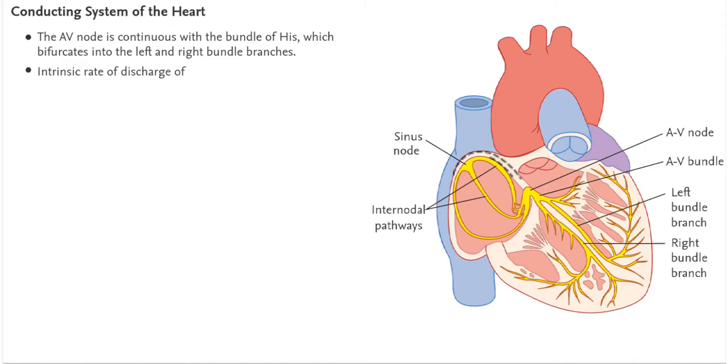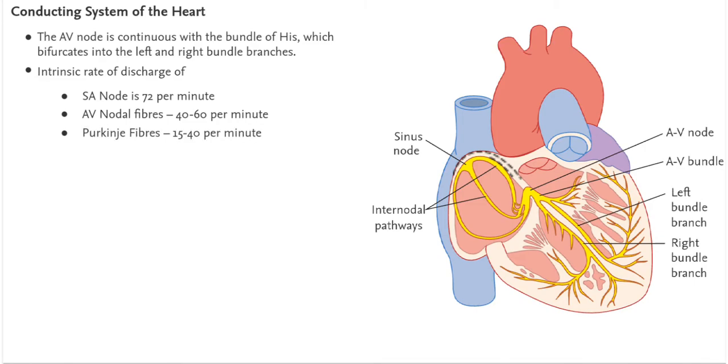Intrinsic rate of discharge. AV nodal fibers, 40 to 60 times per minute. Purkinje fibers, 15 to 40 per minute.